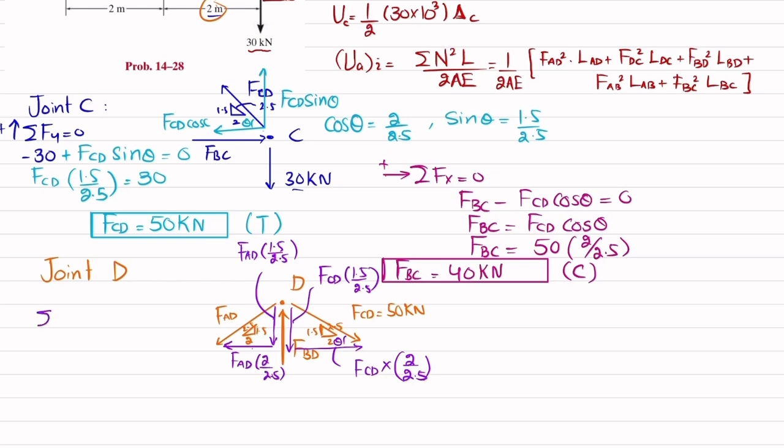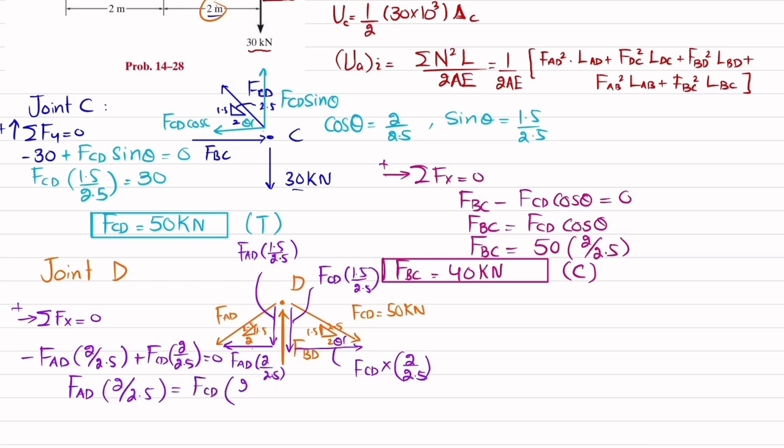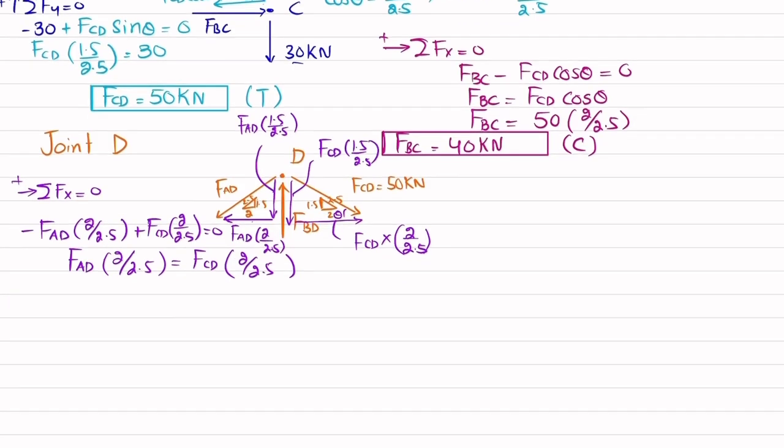So first equation of equilibrium is that sum of all forces along x direction must be equal to 0, and force in this direction is taken as positive. So you can see two forces acting horizontally. One is this one and another one is this one. So FAD into 2 over 2.5 minus FAD plus FCD into 2 over 2.5 is equal to 0. So FAD into 2 divided by 2.5 will be equal to FCD into 2 over 2.5. So these two terms will cancel. So we will get FAD is equal to FCD.